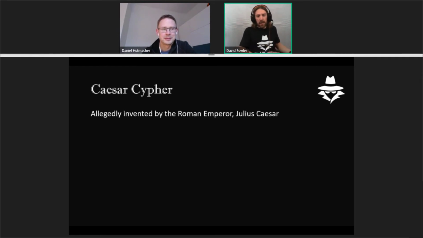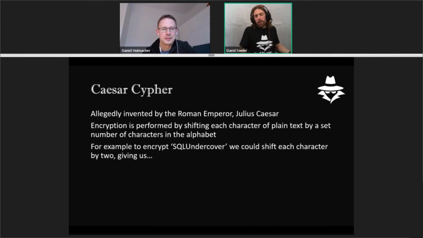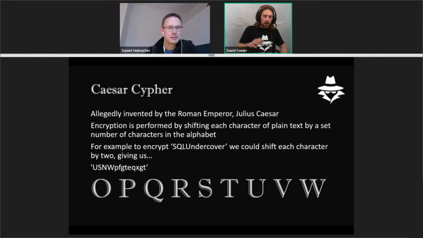Now, the Caesar cipher was allegedly invented by the Roman Emperor Julius Caesar. He was a clever guy. To encrypt using the Caesar cipher, all we do is just shift each character of our plain text by a set number of characters in the alphabet. So, for example, if we want to encrypt SQL Undercover, we could just shift each character in our alphabet by 2. That would give us the ciphertext USNW PFG TEQXGT. So just to see how we got to that, let's take a look at the position of S in the alphabet. We shift by 2. That'll give us a U.